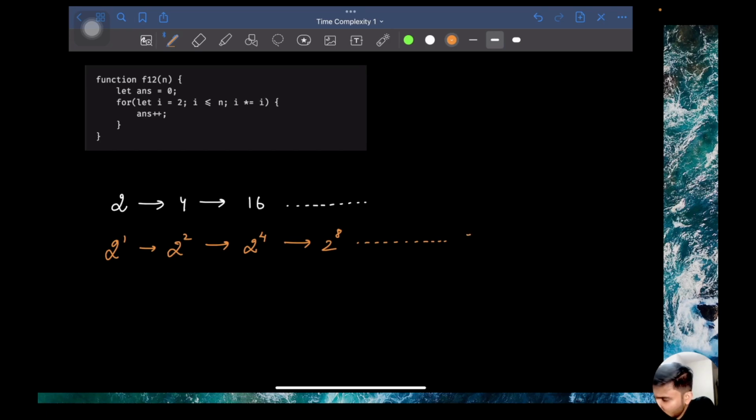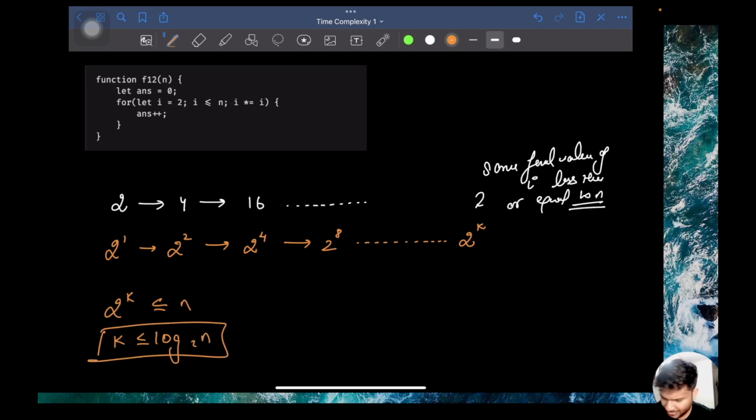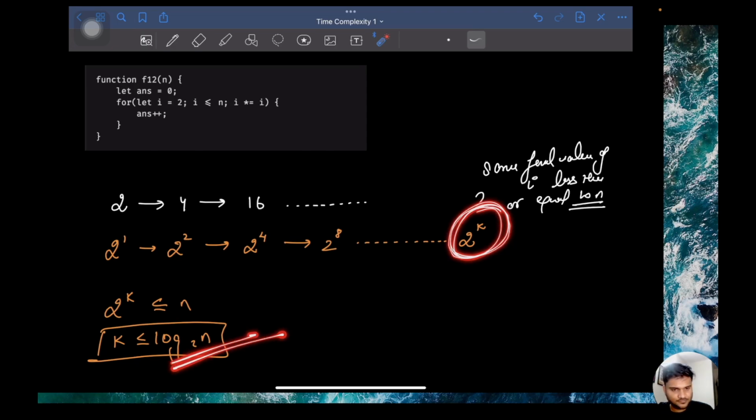The final term of this series, let's say it is 2 raised to the power k, that is the final value of i, which should be less than or equal to n. Can I say this will be some final value of i which will be less than or equal to n? So we can say 2 raised to the power k is less than or equal to n. Taking log on both sides, this becomes k is less than or equal to log of n to the base 2. So we know that the last term is going to be something like this.